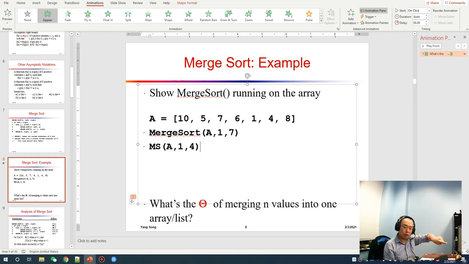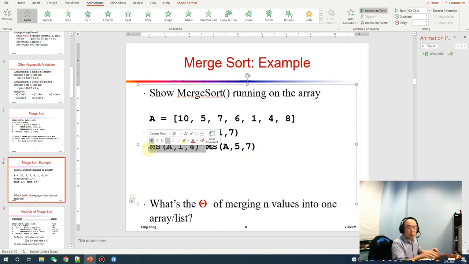From 1 to 4, so 4 values. And another one will be merge sort, and then 5 to 7, so 3 values. So when we are doing a split, if we are off by 1, the left one will grab one more value than the right one. Okay, this is my observation.